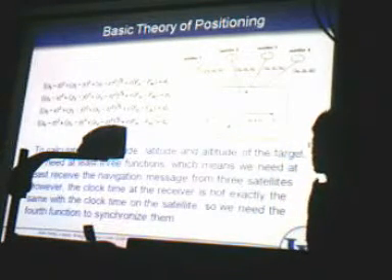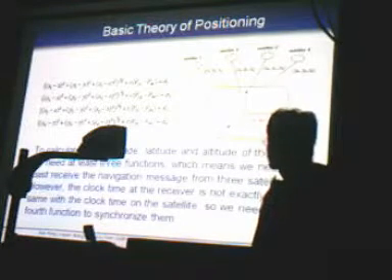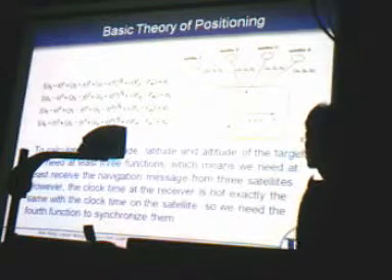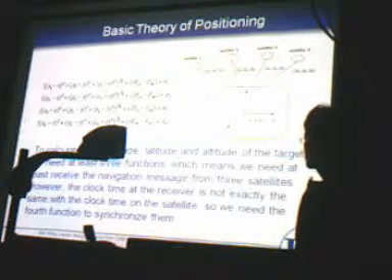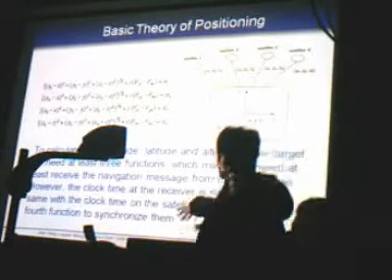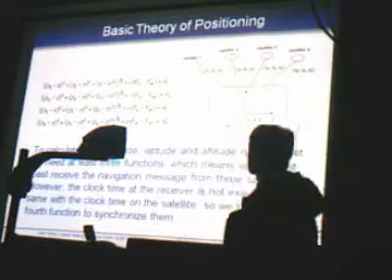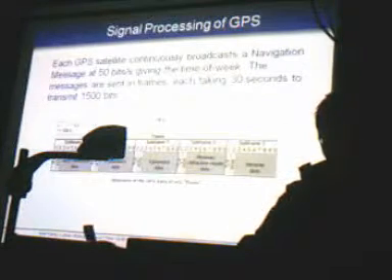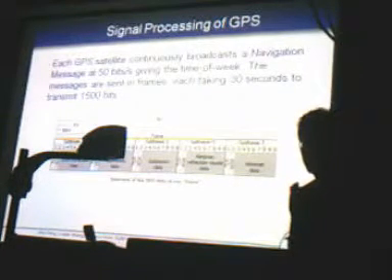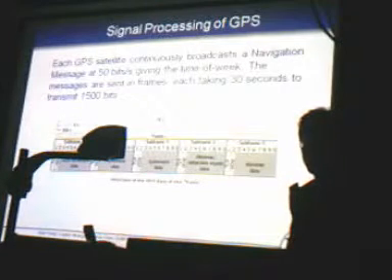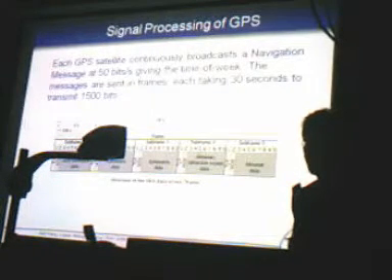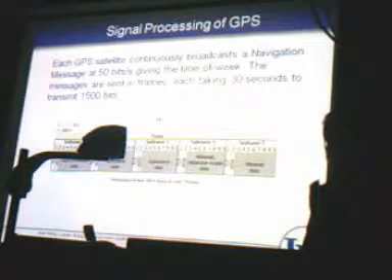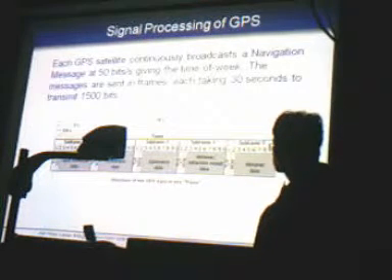And as you can see in the 4 functions, D1, D2, D3, D4 are not the real distances between the satellite and the receiver. They are calculated by the receiver, but they should be corrected by these 4 items. And the times in the functions are not absolute time, they are relative time. Each GPS satellite continuously broadcasts the navigation message at 50 bits per second, giving the time of week. The messages are sent in frames, each taking 30 seconds to transmit 1,500 bits. The frame is divided into 5 subframes.